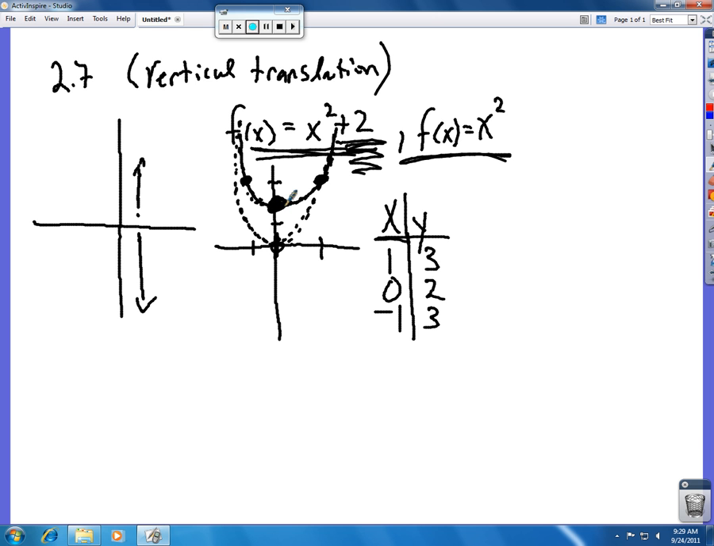So these 3 points are obviously on your parabola, or going to make up your parabola. Then you can draw your line through it. We know it's a parabola simply because of the x squared. Any x squared is going to make a parabola, of course.